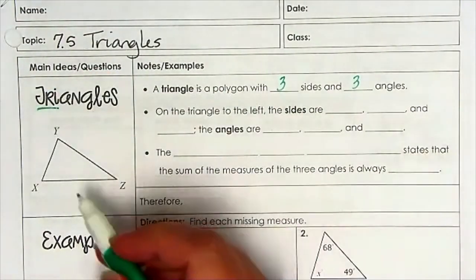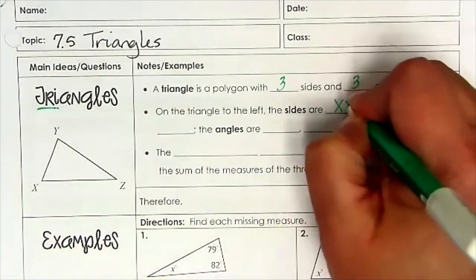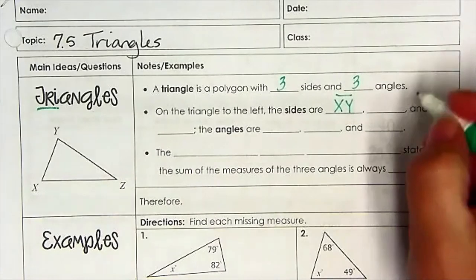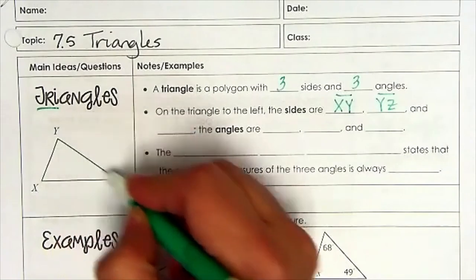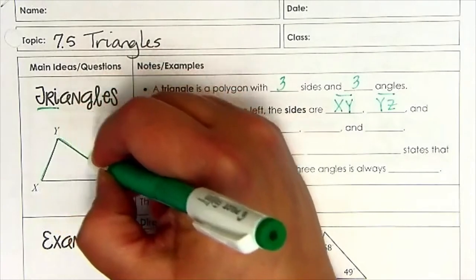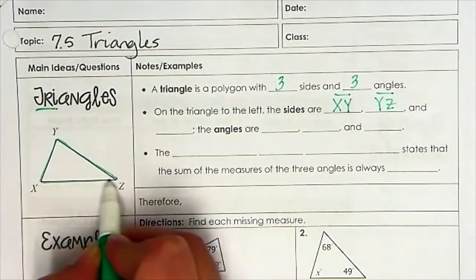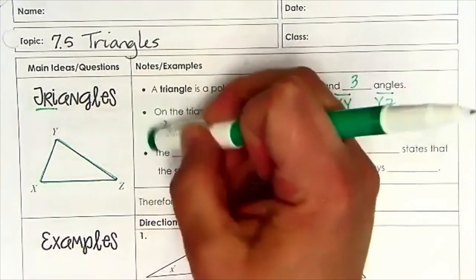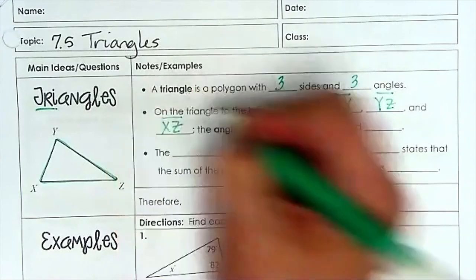On the triangle to the left, we're looking at this one right here. The sides are XY, with the line on top, because that's a line segment, okay? YZ, so XY, YZ, and then the last one is going to be XZ. It really doesn't matter which way you write it either. I could have done ZX and that's fine. XZ with the line over it.